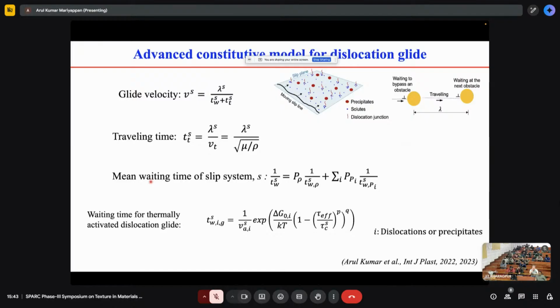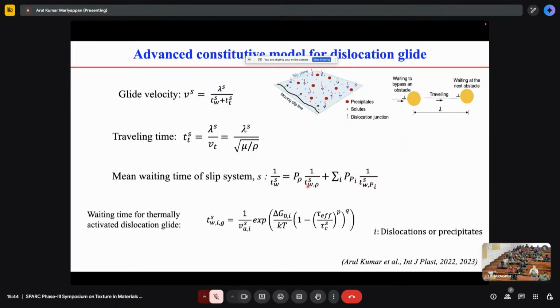If I have only one type of obstacle, I can calculate how much time a dislocation is going to wait at that obstacle. But if I have multiple types of obstacles, then we have to ask the question: what is the probability at which a particular dislocation sees one type of obstacle? Then we have to account for that probability while calculating the waiting time. So that's why we are calculating something called the mean waiting time for a slip system this way. So now we have P rho or P p, which is the probability of a dislocation encountering a dislocation type obstacle or a precipitate type obstacle what we have here.